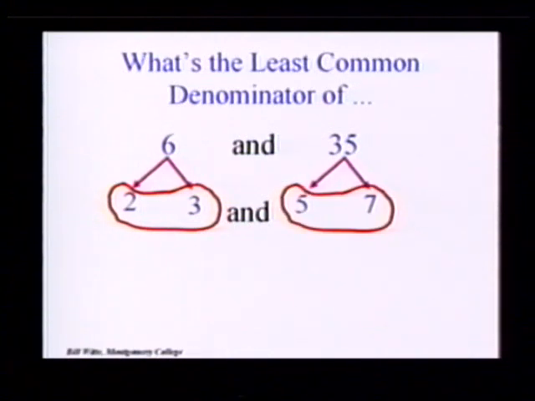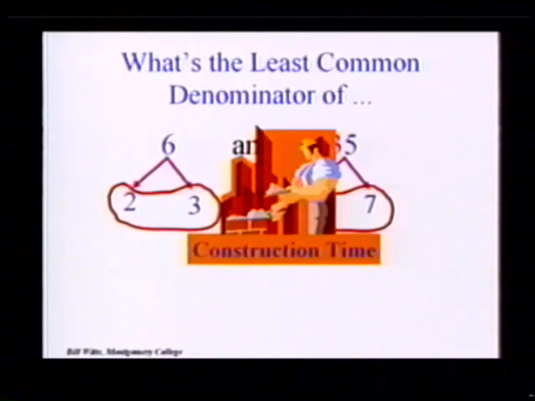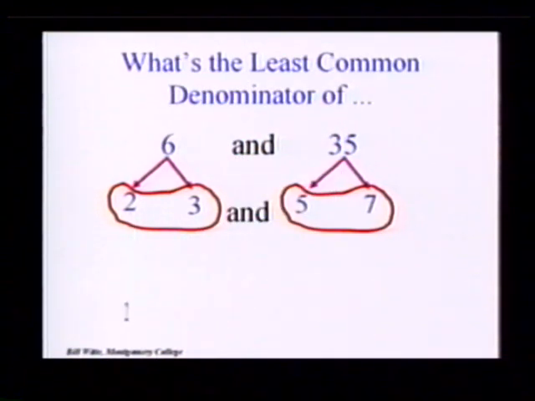Now, I got to create a number that has all of those numbers in it. I got to have a 2. Okay, I got him. Got to have a 3. Okay, I'm good to go there. Now I got to have a 5 from the 35. Got him. And I got to have a 7. Okay? And those are all the factors. If this number is going to have 6 and 35 go into it, it has to have all those, doesn't it? So let me multiply them so that I can get that number.